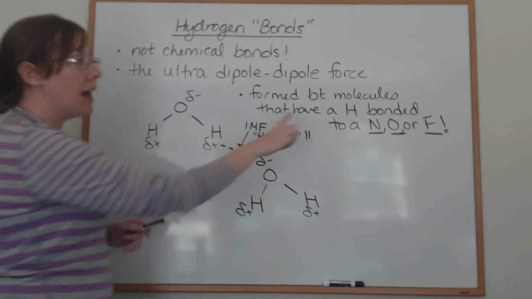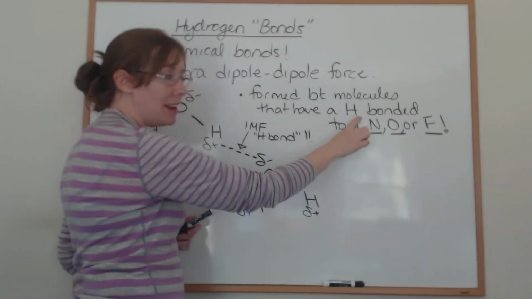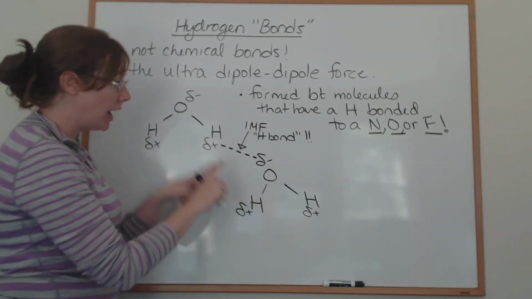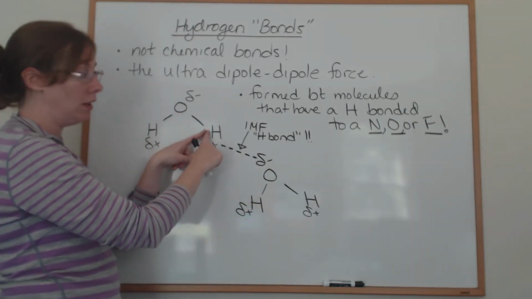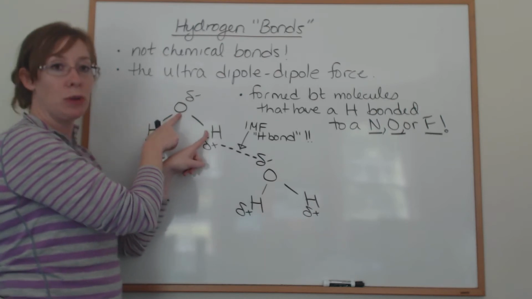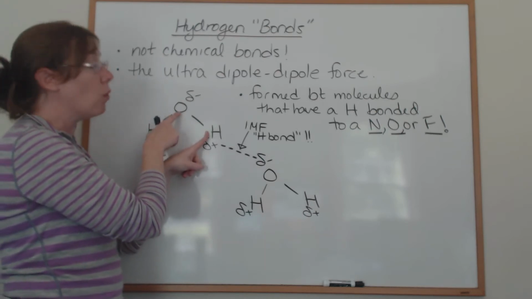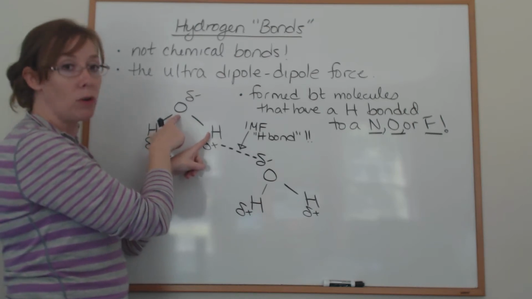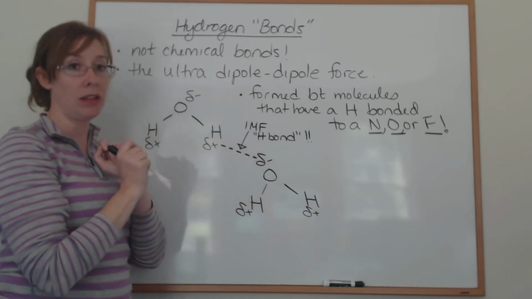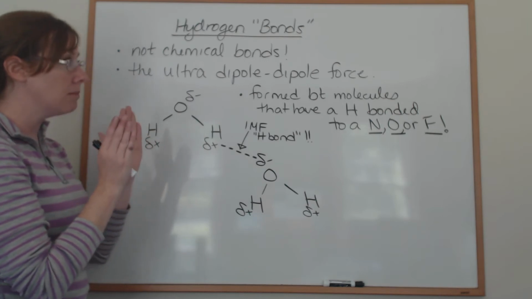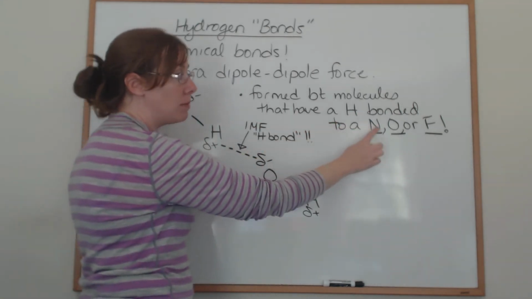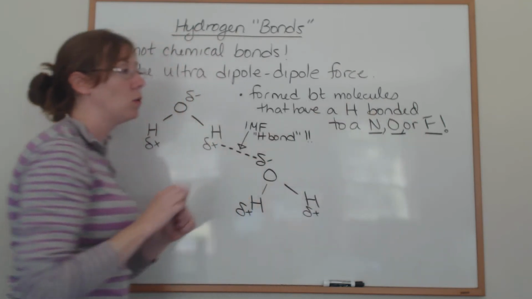When I say hydrogen bonded to it, I'm talking about within a single molecule. In order to form a hydrogen bond with the neighboring molecule, your hydrogen on your molecule has to itself be bound to an oxygen, or a nitrogen, or a fluorine. So the molecule must have, this is the requirement, in itself, a hydrogen bonded to an N, O, or F. That is a requirement.